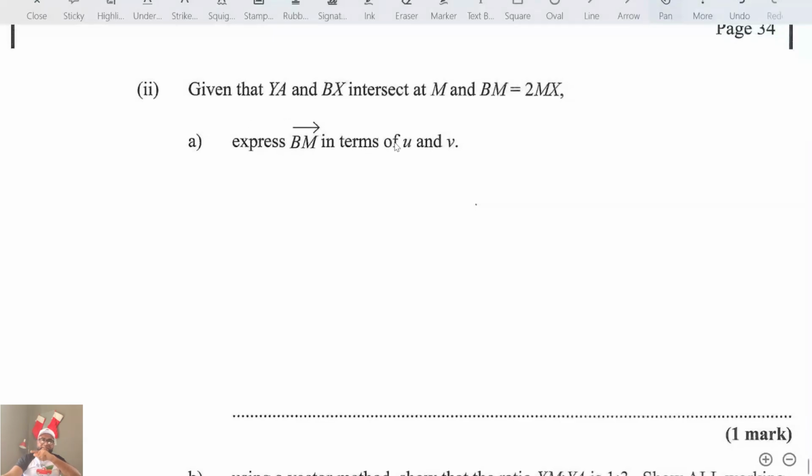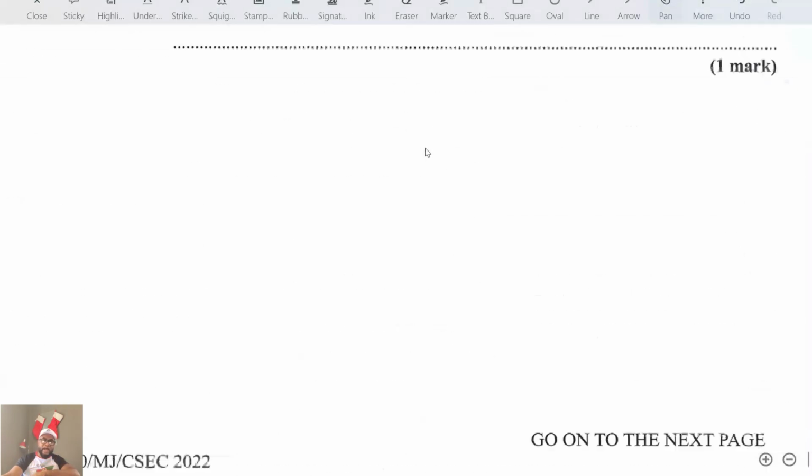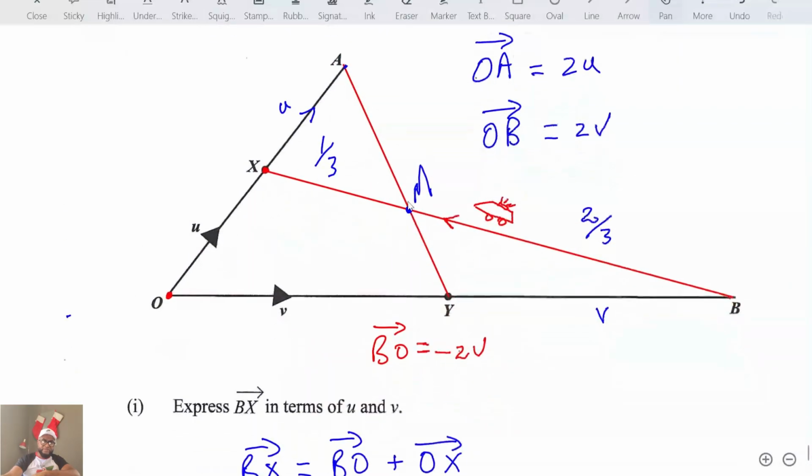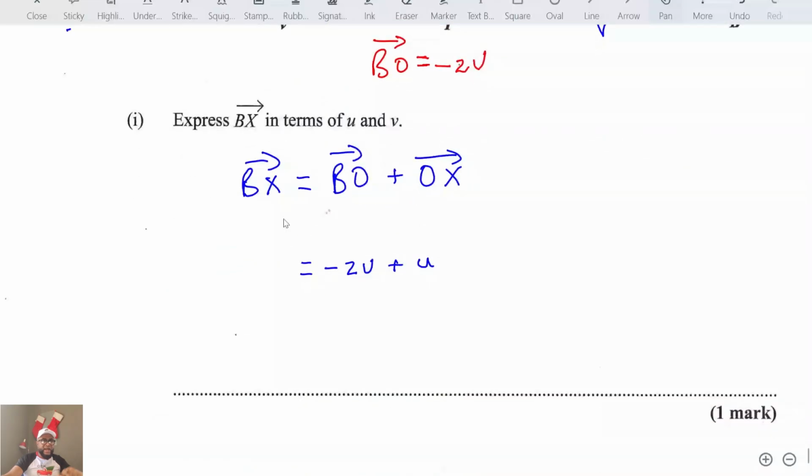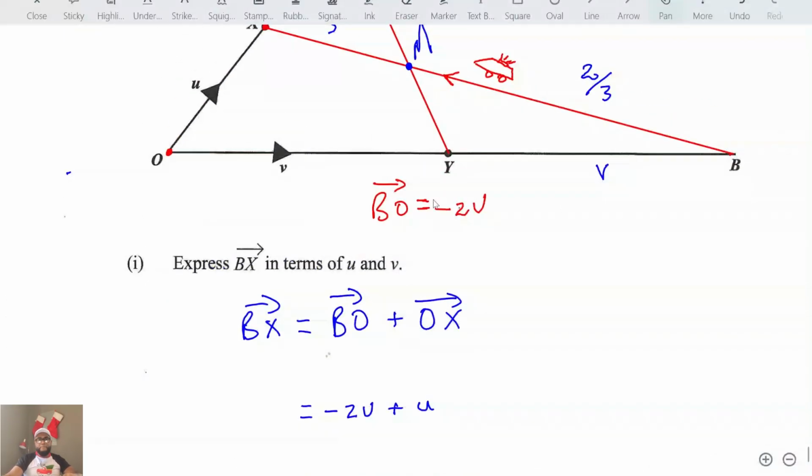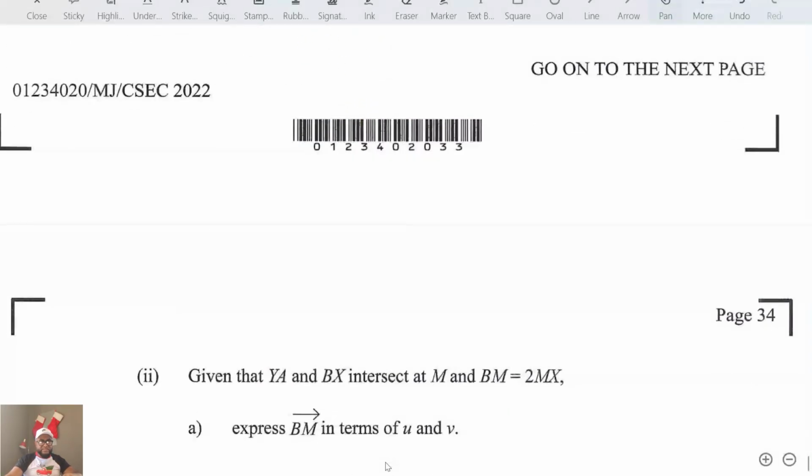Right. Express BM in terms of U and V. So you want to go from B to M. B to M is 2/3 of BX. We have BX, this bad boy here. So BM is simply 2/3 of this.